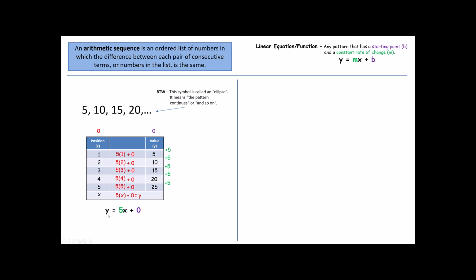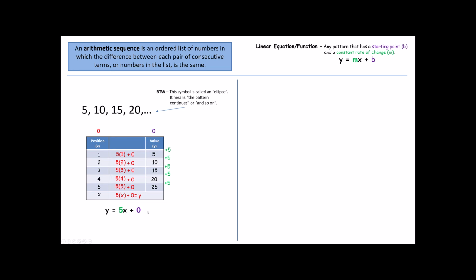If I wanted to put this in function format, I could call this f of x equals 5x plus 0. It means the exact same thing. Notice, every arithmetic sequence can be written as a linear function, where you have a constant rate of change, and some additional or extra value that needs to be added on. Usually, we can spot that constant rate of change right here, and typically the starting value is whatever the 0 position would have been. Notice the 0, notice the 5.